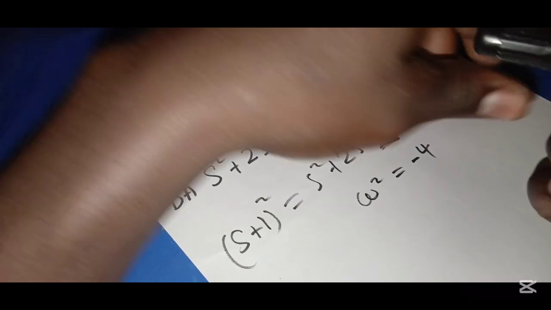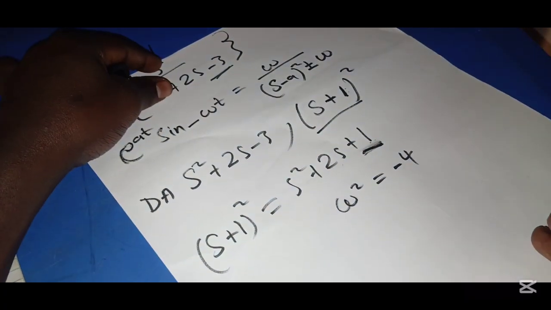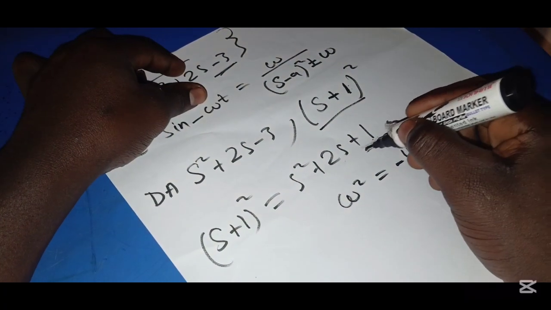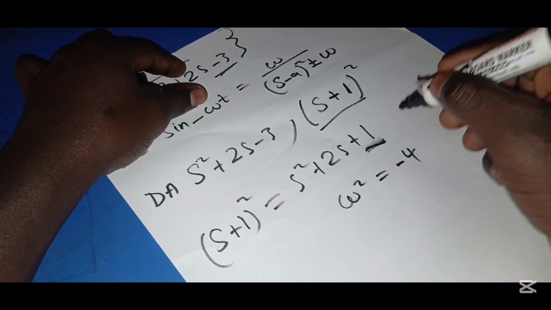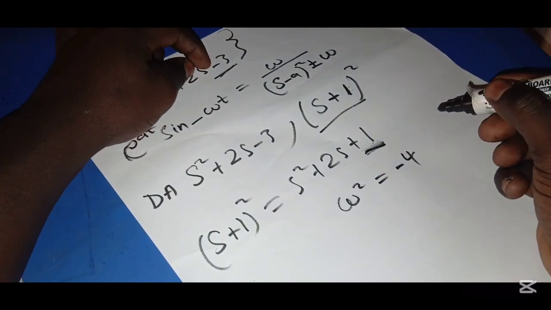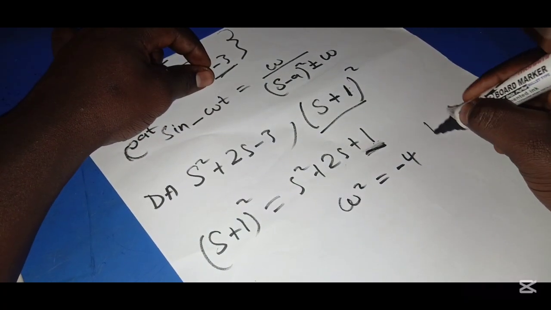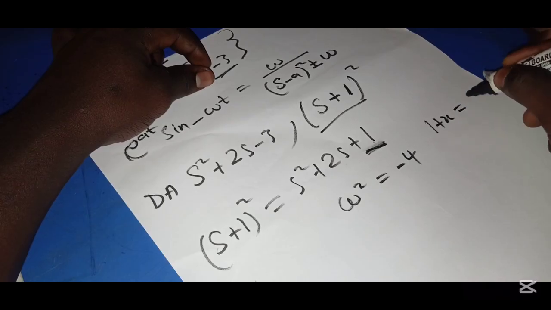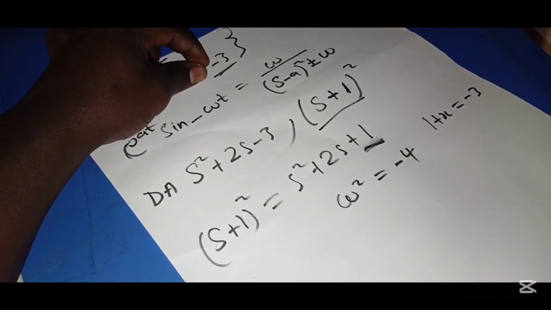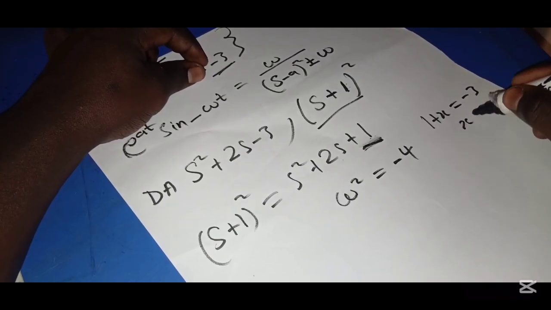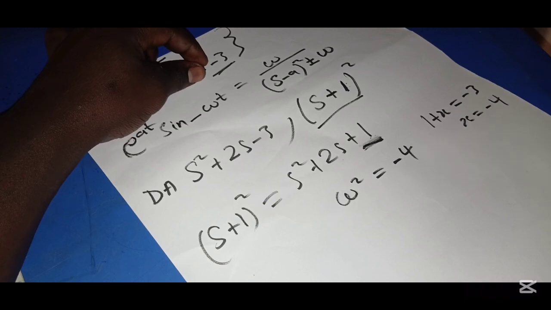If you are wondering and you still want to form an equation to solve that, this one right here plus something to give you minus 3, right? So it means 1 plus x to give you minus 3, and you can solve for x. You will see that at the end of the day, your x is equal to minus 4, right?